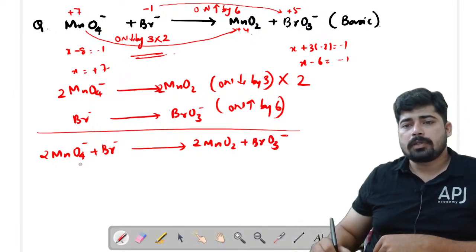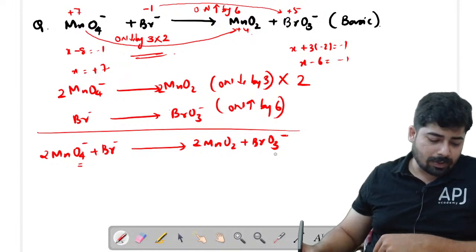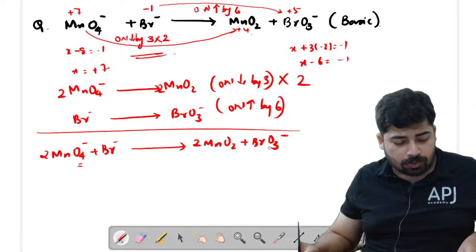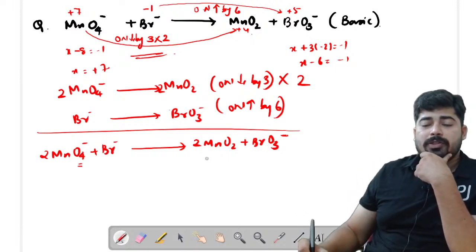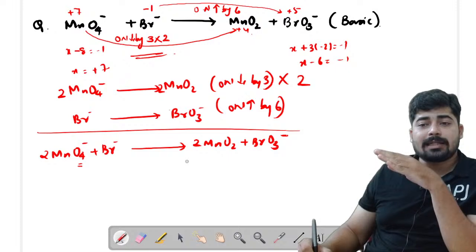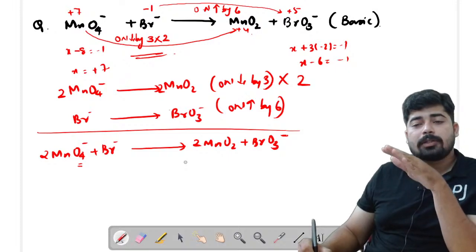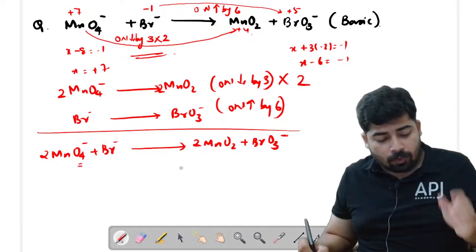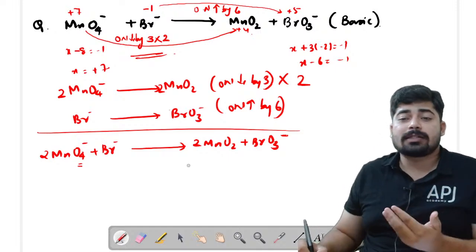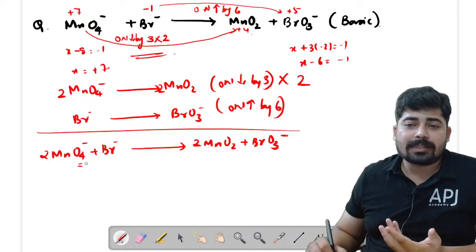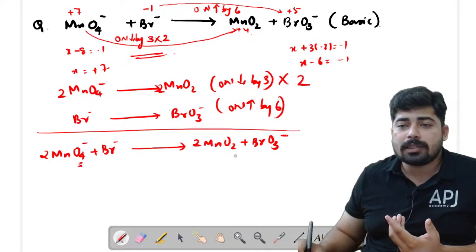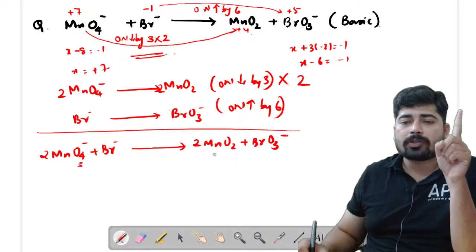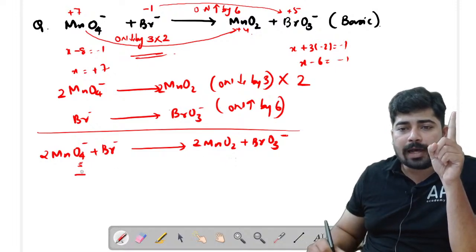Now here there are 8 oxygens, here there are 7 oxygens. For balancing in a basic reaction, you have to add the water on the side where oxygen is more. So what is the difference actually? Here there are 8 oxygens, here there are 7 oxygens. So 1 oxygen is the difference. So where it is more, I will add 1 water molecule.